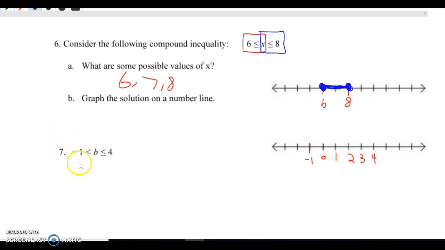So for example number 7, we want to shade in answers that are bigger than -1, but less than or equal to 4. Let me use a different color here. So it has to be less than or equal to 4. Because we're not including -1, there's an open circle at -1, bigger than -1, and less than or equal to 4. So including 4, which means 4 could be in our answer set.